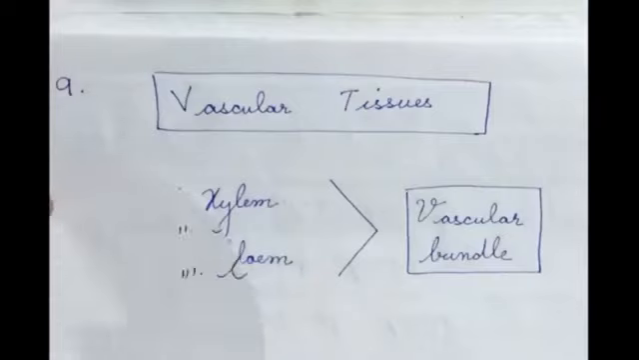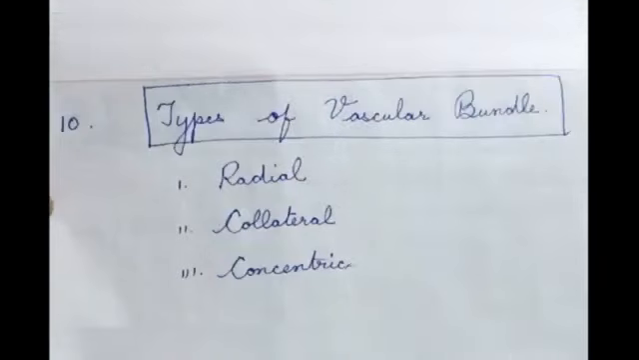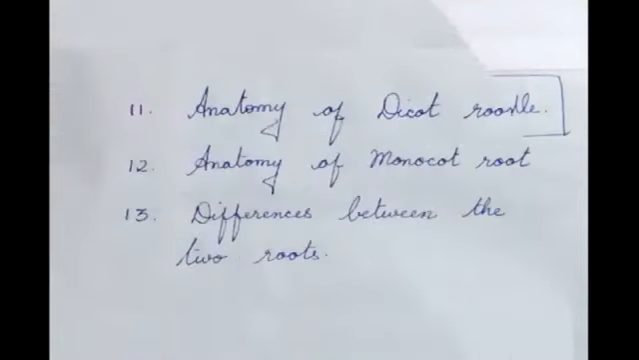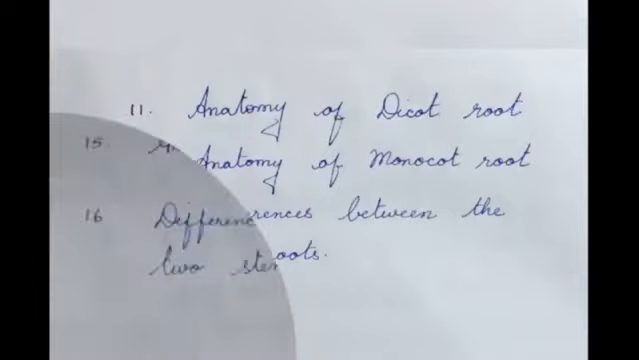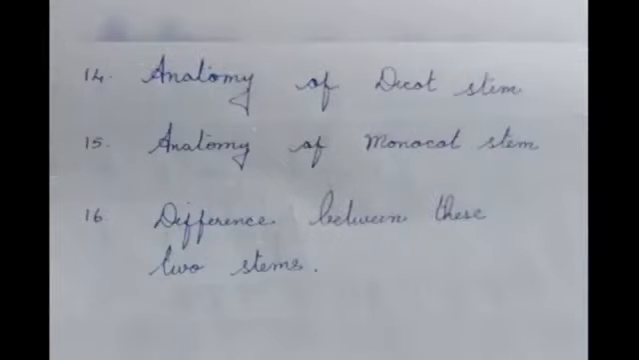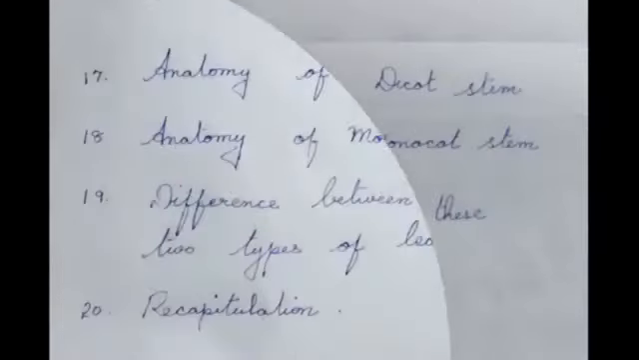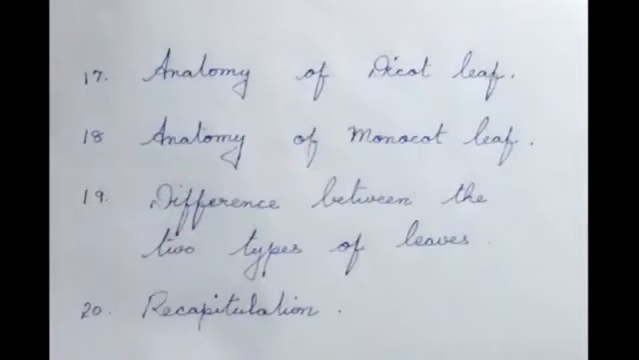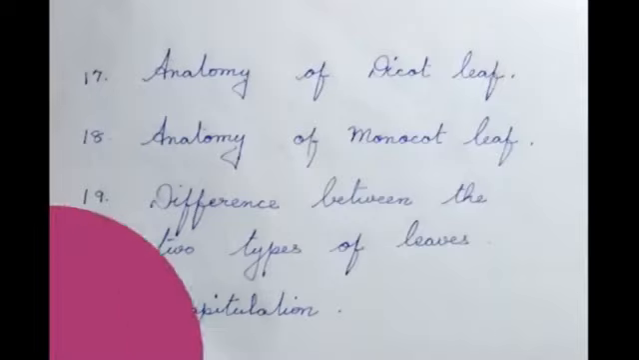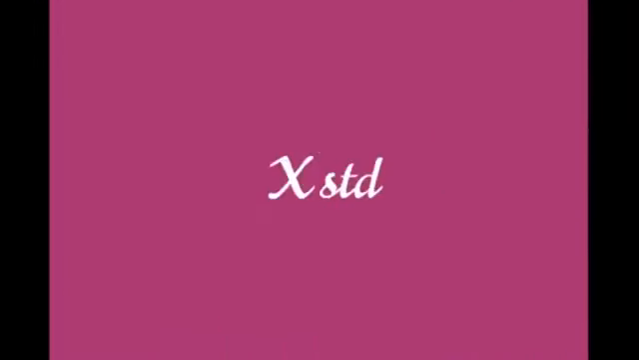The next topic would be types of vascular bundle: radial, collateral, concentric. And the 11th topic is anatomy of dicot root, anatomy of monocot root, and differences between the two roots. Then the 14th topic will be anatomy of dicot stem, monocot stem, and differences between them. And the last part would be anatomy of dicot leaf, monocot leaf, and the differences between them. Hope you will enjoy all these topics.